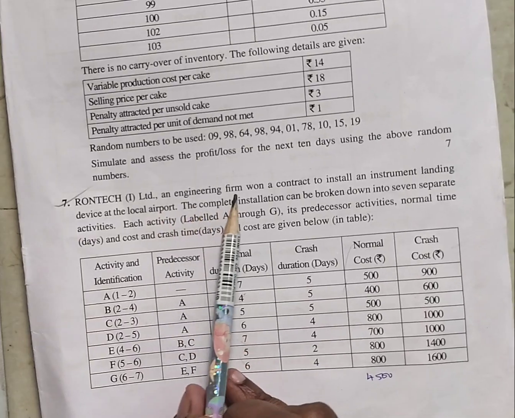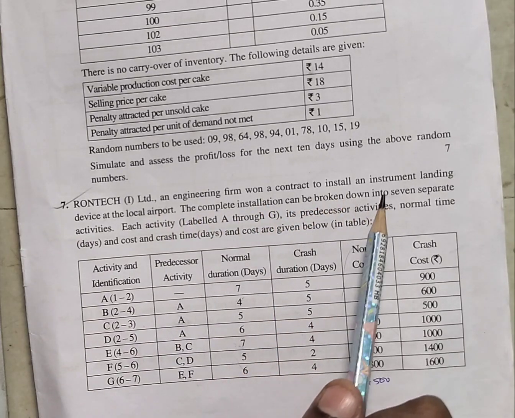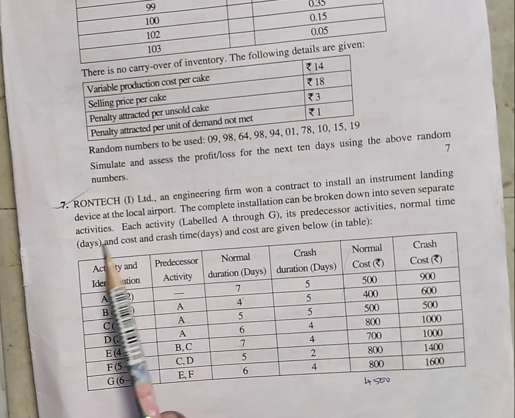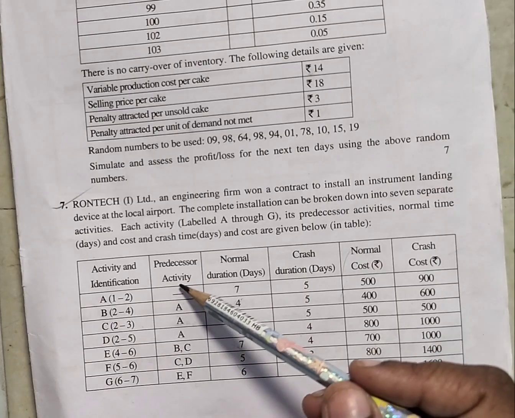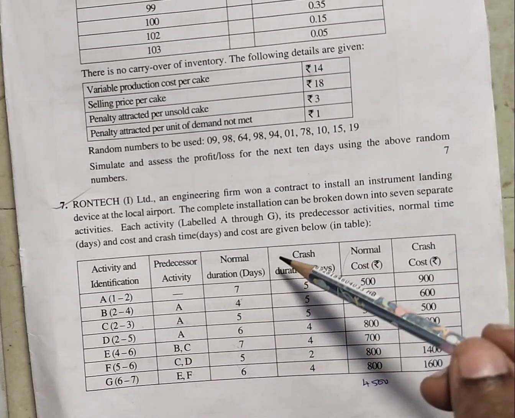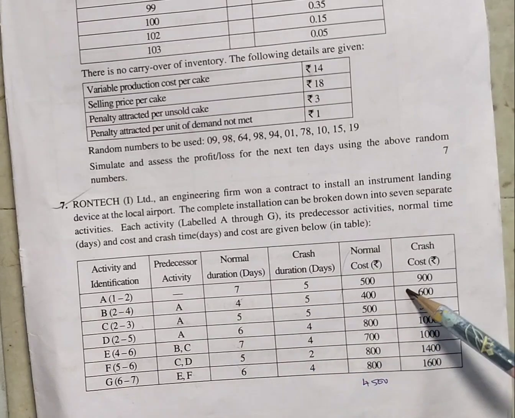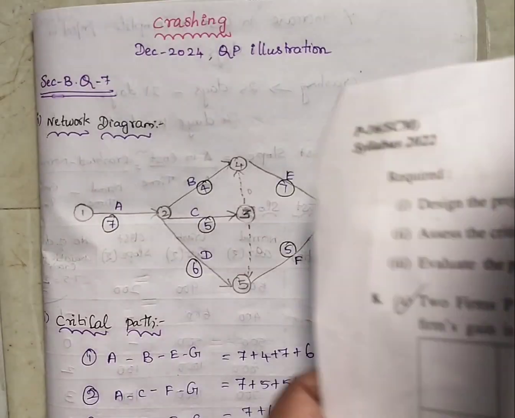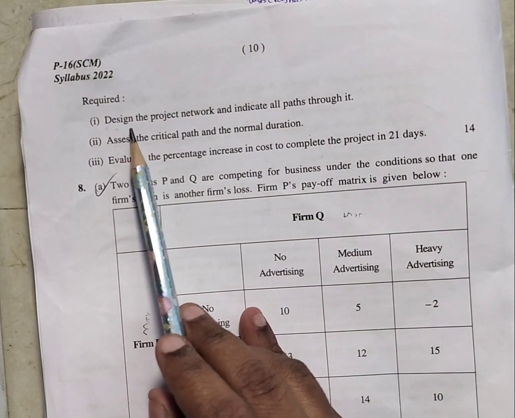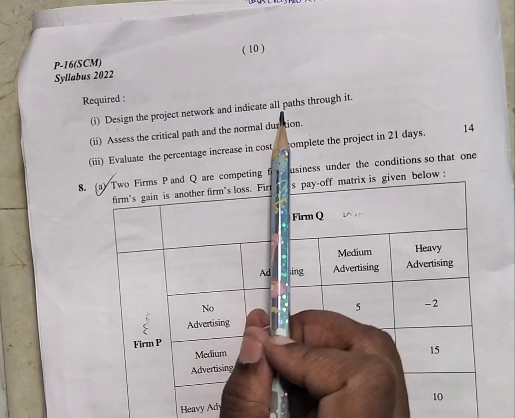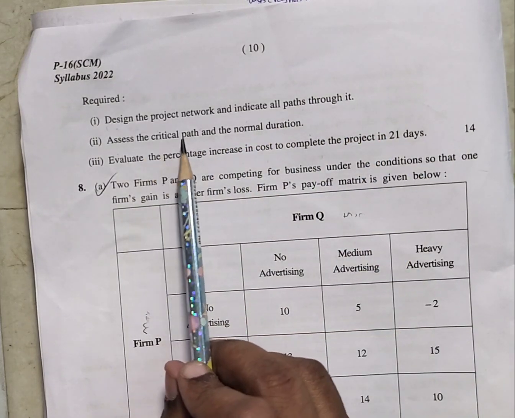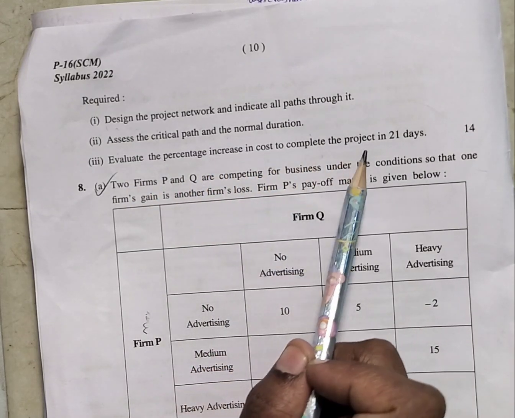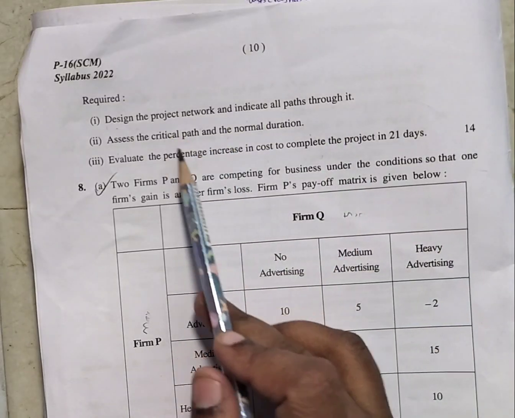Rontech Limited, an engineering firm, won a contract to install an instrument landing device at the local airport. The complete installation had been broken down into 7 separate activities. For each activity, the preceding activities, normal time, crash time, normal cost and crash cost are given in the table. What they require is to design the project network and indicate all the paths through it, assess the critical path and the normal duration, and evaluate the percentage increase in cost to complete the project in 21 days. These are all the things they have asked.